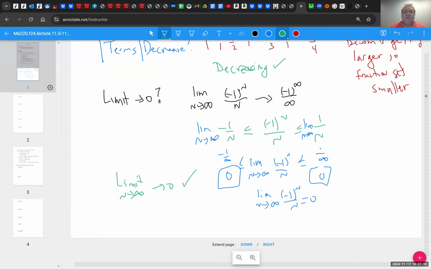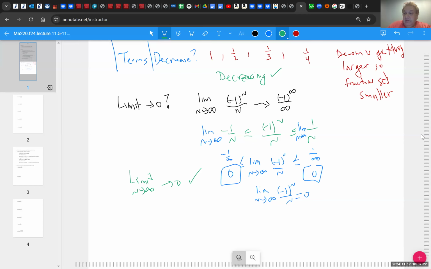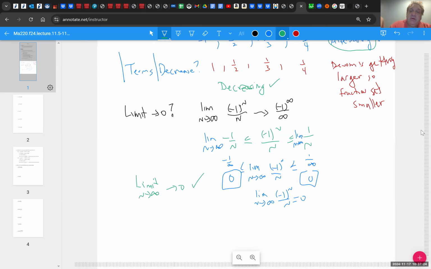That's a check mark. So we've satisfied all three conditions. It alternates, the terms get smaller, and the limit as n goes to infinity of those terms goes to 0. So those are the three conditions. So immediately we know that our original series, the sum from n equals 1 to infinity of (-1)^n over n, converges. And we'd like to have the reason why: by the alternating series test.